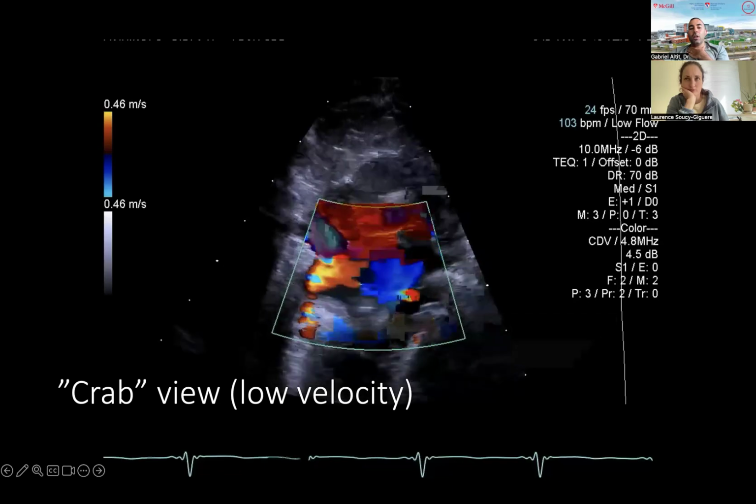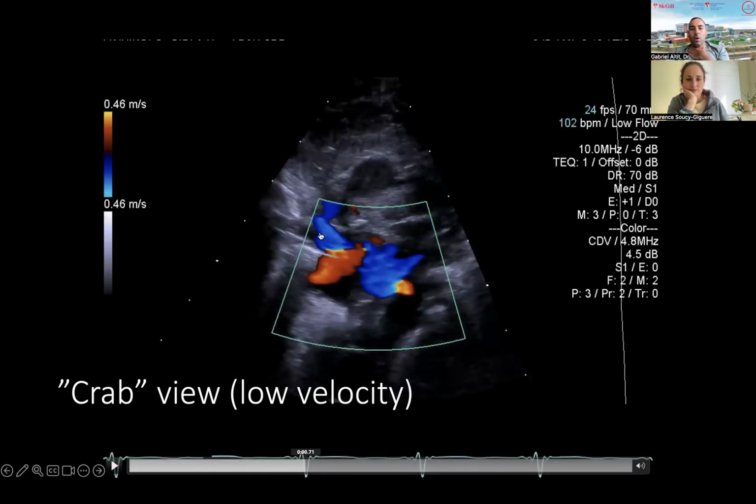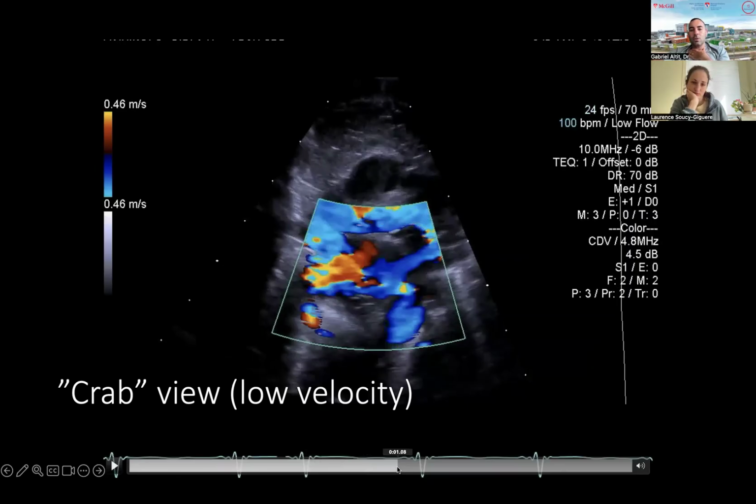Yeah. And then you can get what we call a crab view. In this crab view, you can appreciate one, two veins. So this is the right side of the patient. So we have the right upper, the right lower. And then you can even see nicely these two other ones, which are the left-sided ones. So left upper and then left lower here.